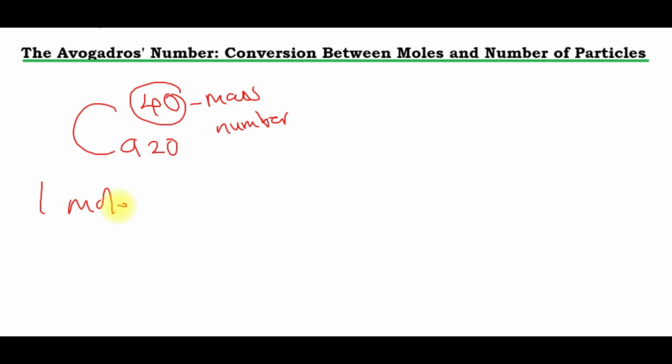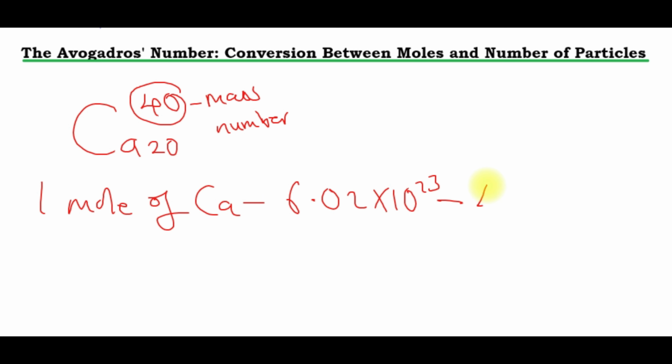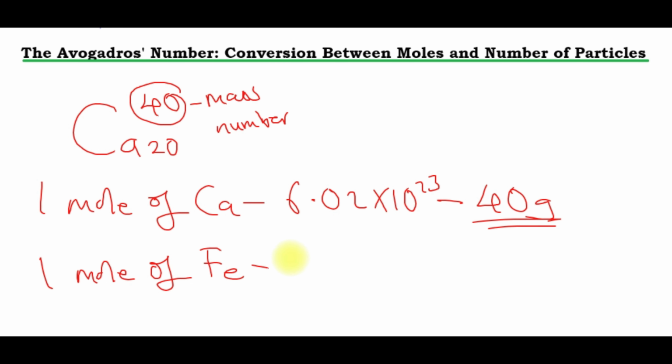So if I have 1 mole of calcium, that means I have 6.02 by 10 to the power 23 atoms of calcium. If I get these atoms of calcium and put them on the scale, it should give me a reading of 40 grams. Same thing, if I have 1 mole of iron, it simply means that I have 6.02 by 10 to the power 23 atoms of iron. And what is the mass number of iron? It's 56. So that means that 1 mole of iron will also give me 56 grams.